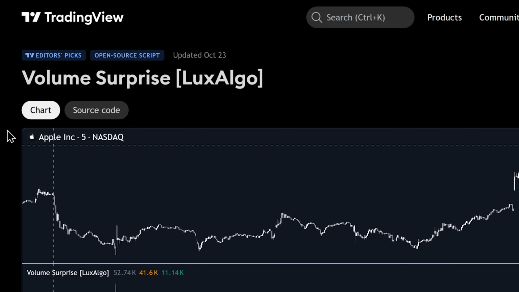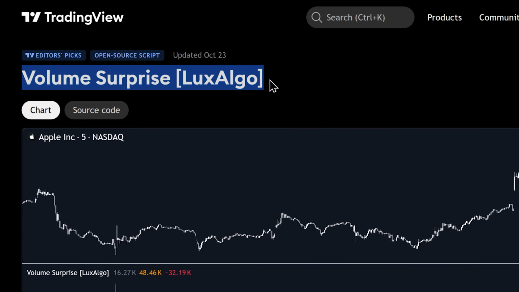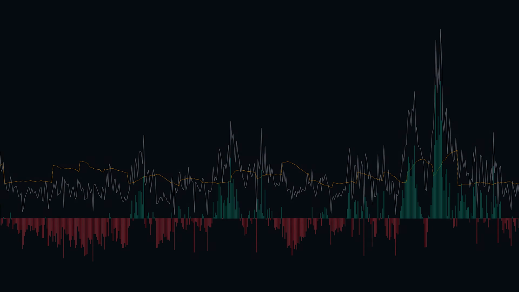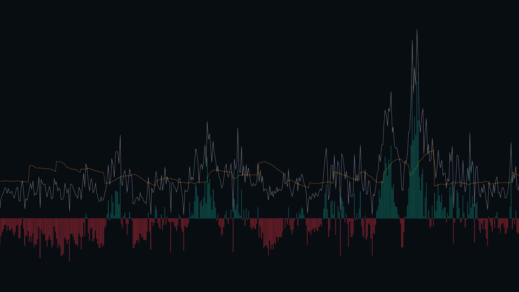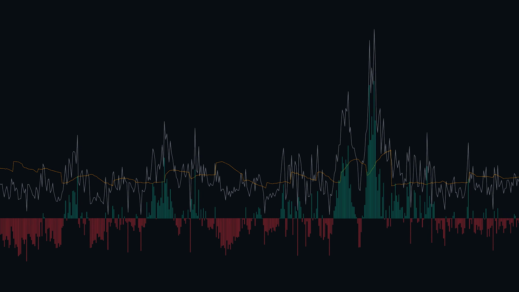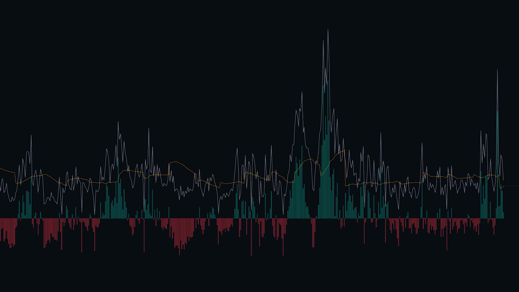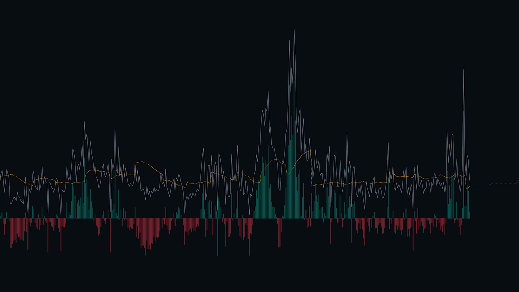In this video, we're taking a look at the Volume Surprise Indicator by LuxAlgo. This tool compares the actual trading volume to the expected volume at any given time, helping you instantly spot unusual activity that could signal big moves in the market.